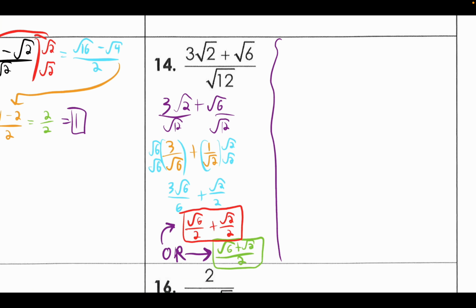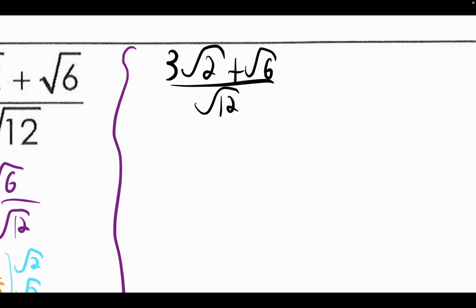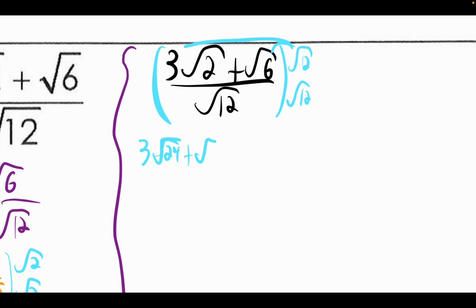Now let's talk about what you would do in the problem if you were to leave it as one fraction. There are actually two different ways you could handle this. I'll talk about way number 1, and that's just by multiplying the top and bottom by the square root of 12. So we distribute, and we end up getting 3 times the square root of 24 plus the square root of 72 over 12.